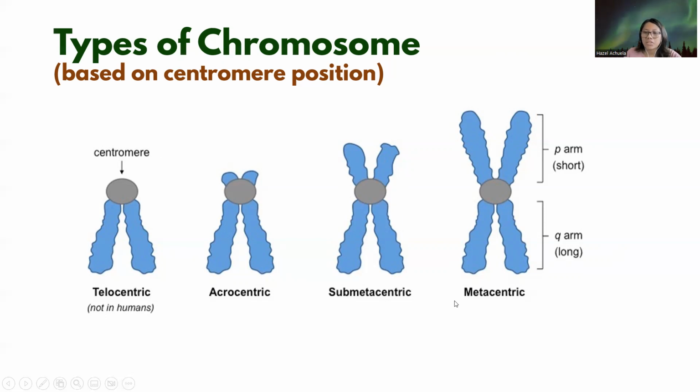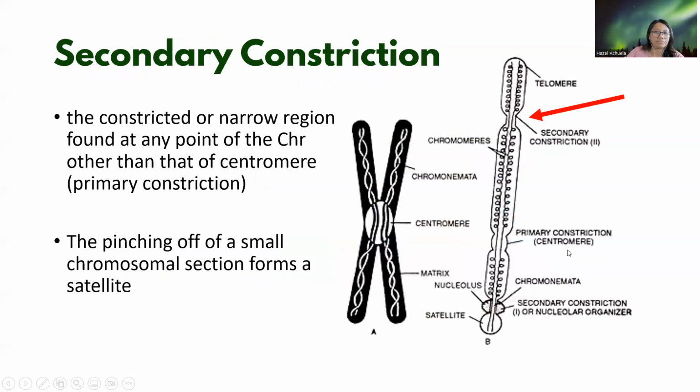Right? Next, we have the metacentric. Ito na yung sinasabi ko kanina na both arms have the same length, equal lengths. Okay? Because the centromere is located at the center or at the middle. Yan yung tinatawag ko kanina, P arm or short arm and the Q arm or long arm.